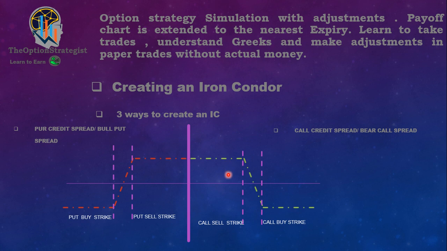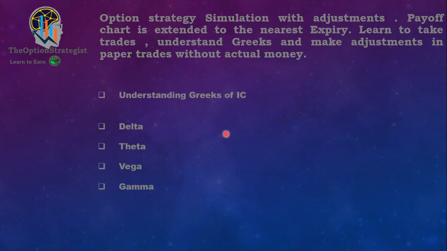So we'll talk about the details of constructing iron condors probably in a future video. Then we come to understanding the Greeks of the Iron Condor. We'll talk about the delta, theta, vega, and gamma of such neutral strategies in detail in some future videos. Here we'll talk briefly about delta.